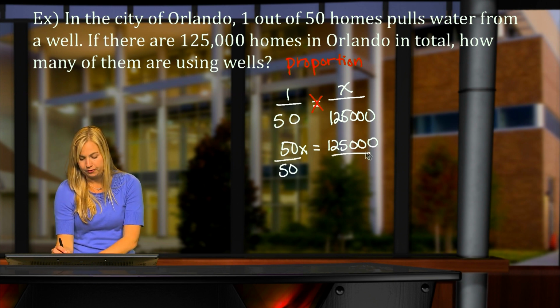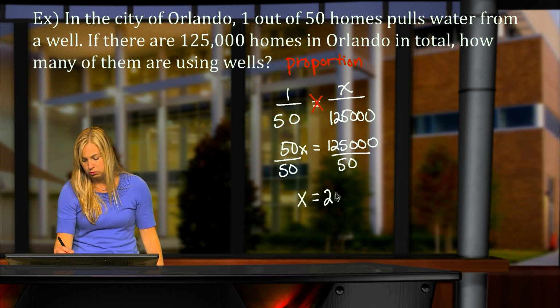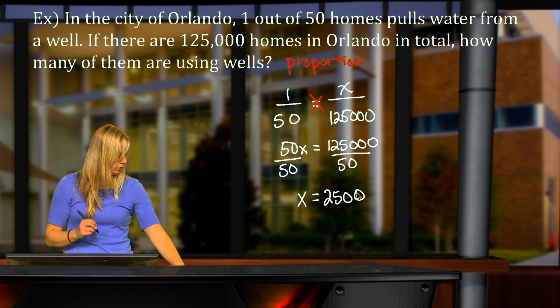Divide both sides by 50. x is equal to, I think, 2,500. You can check that with your calculator.